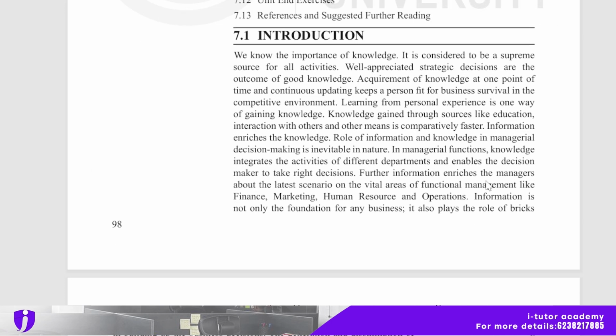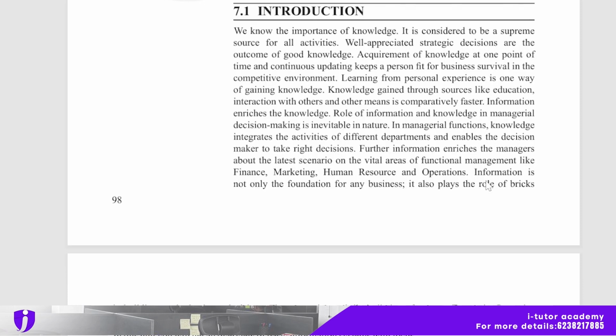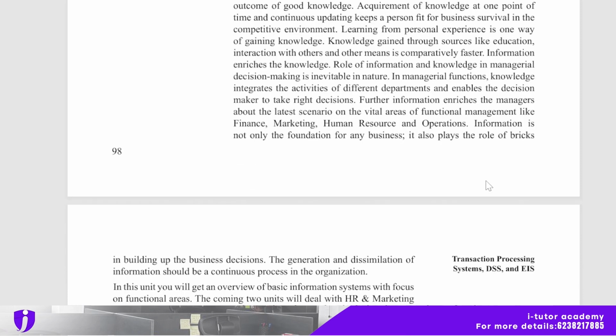We know the importance of knowledge. It is considered to be the supreme source of all activities, and well-appreciated strategic decisions are the outcome of good knowledge. Acquiring knowledge at one point of time, and continuous updating, keeps a person fit for business survival in the competitive environment. Learning from personal experience is one way of gaining knowledge; knowledge gained through sources like education, interaction with others and other means is comparatively faster. And information enriches the knowledge.